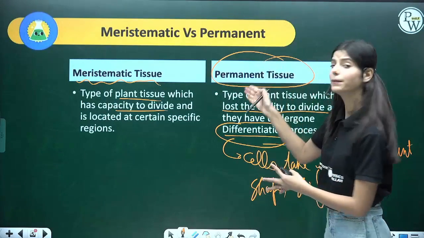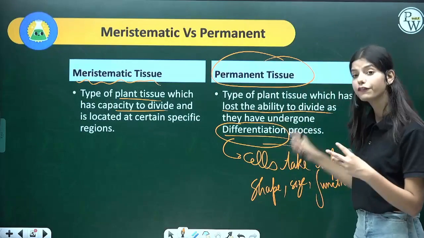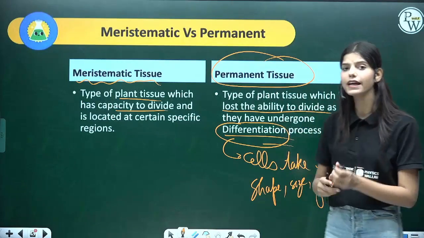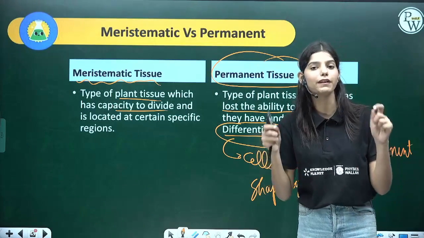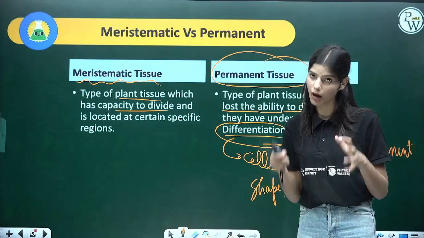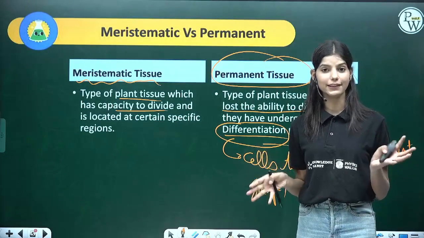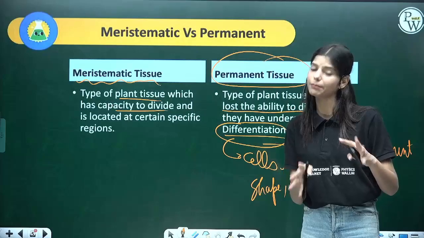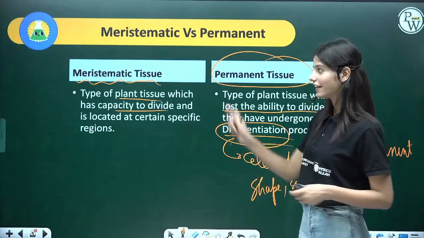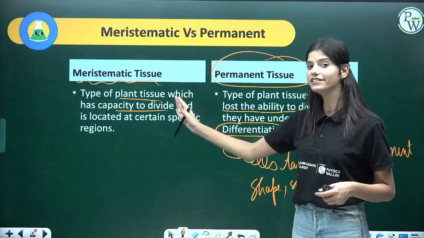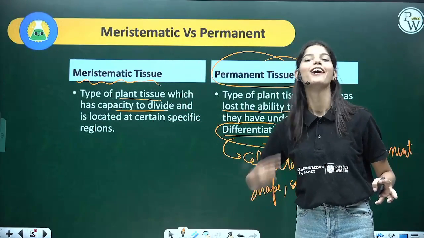So these permanent tissues are comprised of cells which have undergone this differentiation process, and now they have obtained a specific shape. They now have a specific role to be performed throughout their life, and these cells have lost their capability to divide. But not all these cells, yes, most of the cells have lost the capability to divide. But in case of meristematic tissue, all these cells have this ability to divide and help the plant in growth.